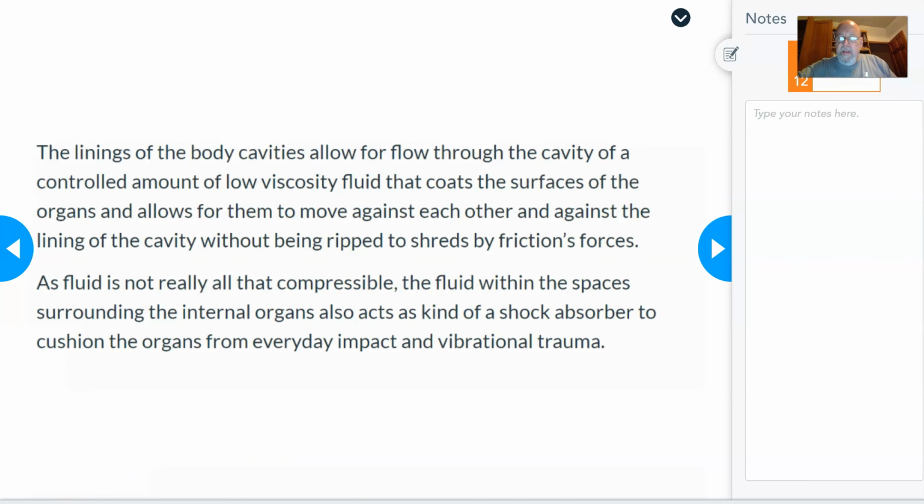The linings of the body cavities also allow for flow through the cavity of a controlled amount of low viscosity fluid. That means very slippery fluid that coats the surface of the organs, almost like a soapy material. And it allows them to move against each other and against the lining of the cavity without being ripped by friction. As the fluid is not really all that compressible, the fluid within the spaces surrounding the organs also acts as a shock absorber, and that cushions the organs from the everyday impact and vibrational trauma.